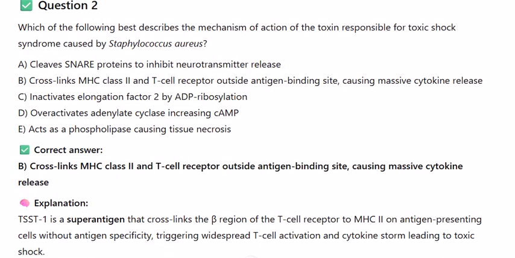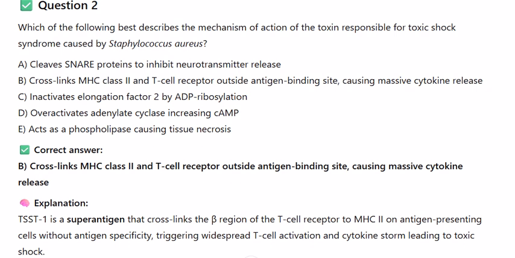Question 2. Which of the following best describes the mechanism of action of the toxin responsible for toxic shock syndrome caused by Staphylococcus aureus? A. Cleaves SNARE proteins to inhibit neurotransmitter release. B. Crosslinks MHC class II and T-cell receptor outside antigen binding site, causing massive cytokine release.